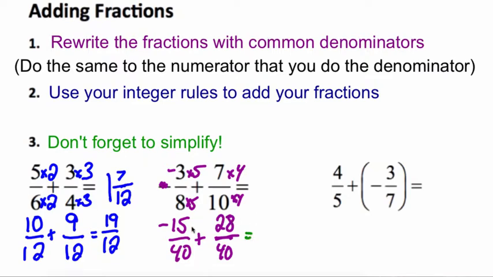Different sign, subtract. So 28 minus 15 is 13. Denominator stays the same. And then remember, take the sign of the larger number. The 28, the positive, was bigger, so it's going to stay positive. 13/40 can't be simplified, so that's our final answer, 13/40.